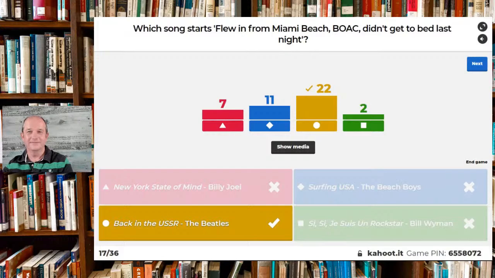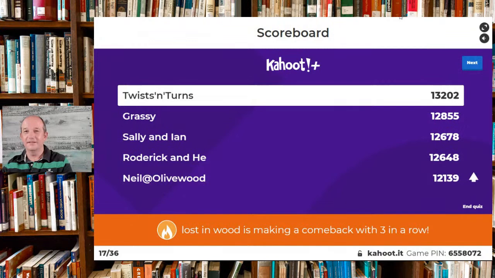So there you go. Yeah, the Beatles, Back in the USSR. So, yeah, brilliant. Let's see what that's done to the scoreboard. Here we go. Oh, Neil, well done. You're on to the top five. Roderick and Helen still in fourth. Sally, Neil, and Grassy, twists and turns.